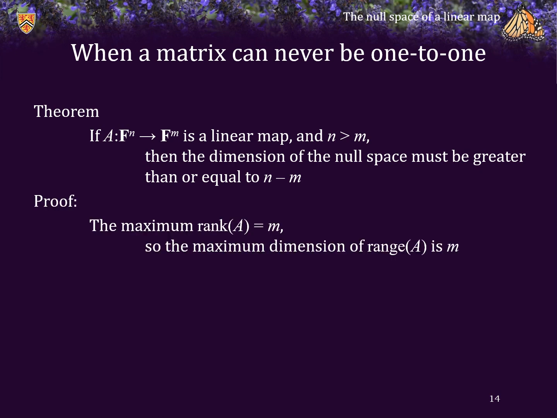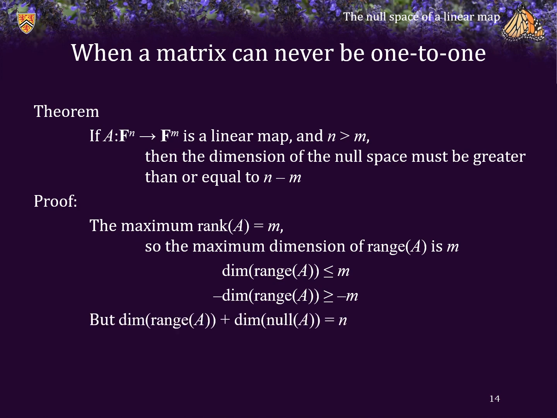Proof: the maximum rank of A is equal to the number of rows, so the maximum dimension of the range of A is m. Now, the dimension of the range of A is therefore less than or equal to m. Also, we can multiply both sides by -1, which means we have to switch the inequality.